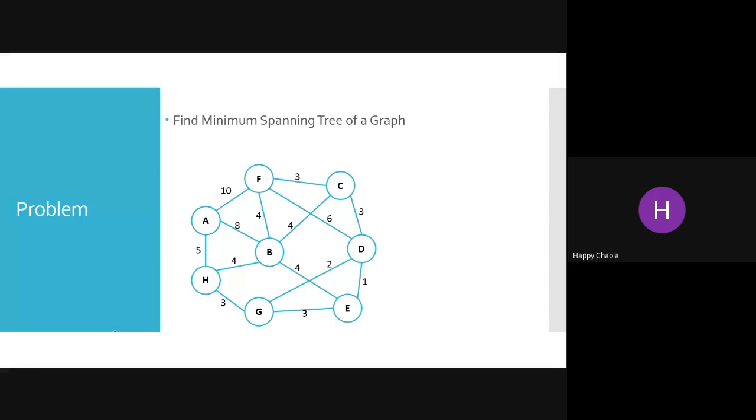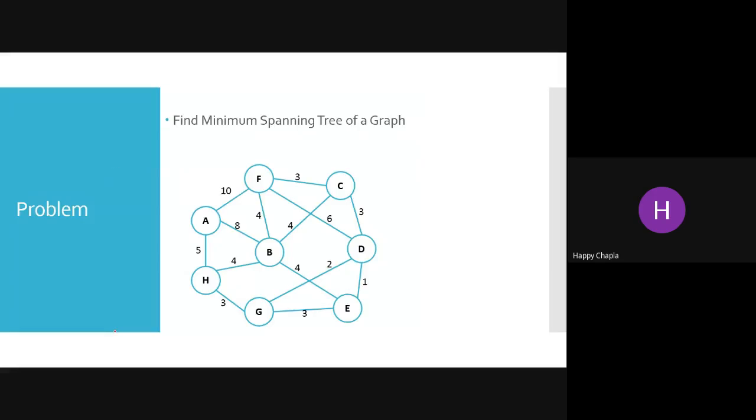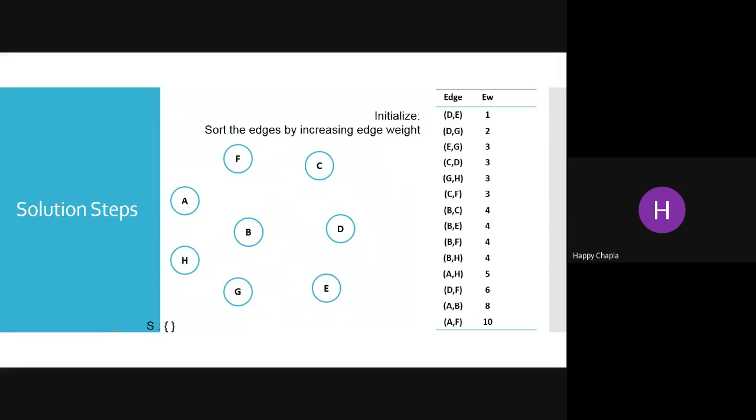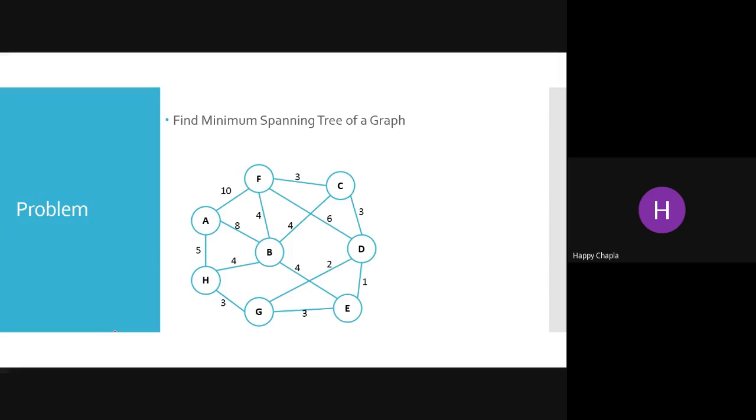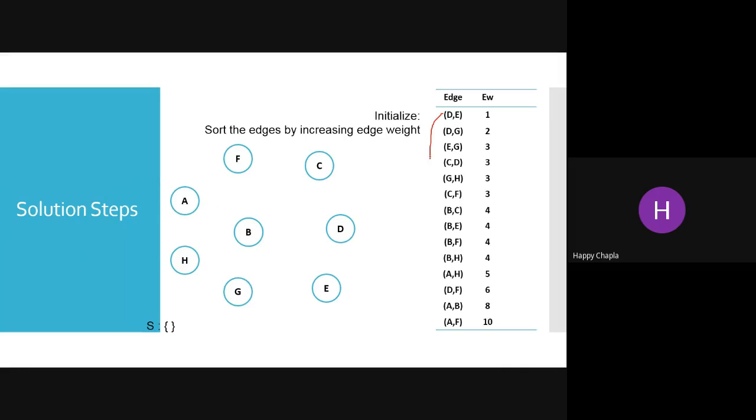Okay, so we have a first type with us named Kruskal's algorithm, which can help us to find the minimum spanning tree. Now, first step, initialize by sorting the edges by increasing edge weight. So first what we are trying to do is write our edge weights. Edge weight, that means first find out this kind of thing.